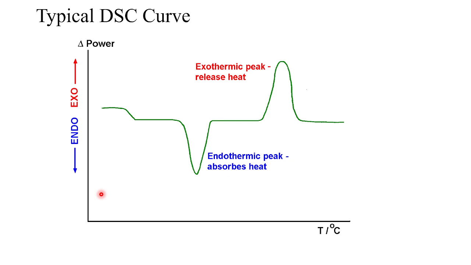So this is the typical DSC curve. From the DSC, you will know the different physical changes happening when you are increasing the temperature, and based on the area under this curve, you can calculate how much energy is required. That is also possible from DSC. That's why it is also a quantitative analytical technique.